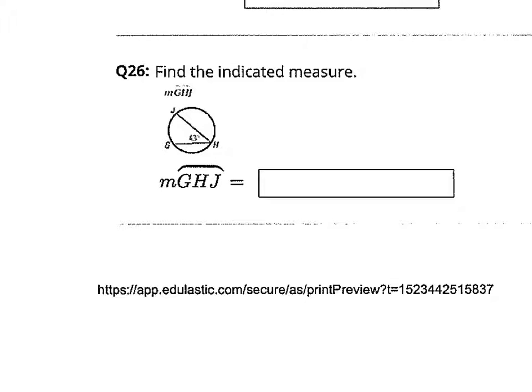And in number 26, same thing. You need to double 43. Okay, but they want all of this. So however many degrees this is that you get here, take it and subtract it from 360, and that'll give you GHJ.